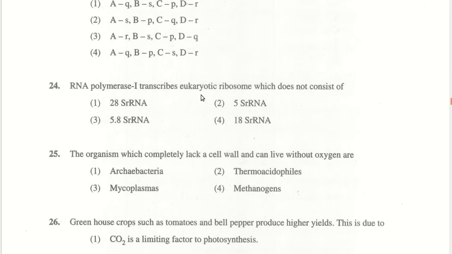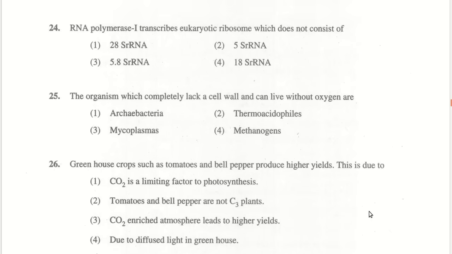RNA polymerase 1 transcribes eukaryotic ribosomal RNA, which does not consist of 5S rRNA. So for the 24th, the answer is 5S rRNA. It consists of 28S rRNA, 5.8S rRNA and 18S rRNA, but 5S rRNA is not found. So it is not made up of 5S rRNA. The organisms which completely lack a cell wall and can live without oxygen are mycoplasmas. 25th, the third one is the answer.